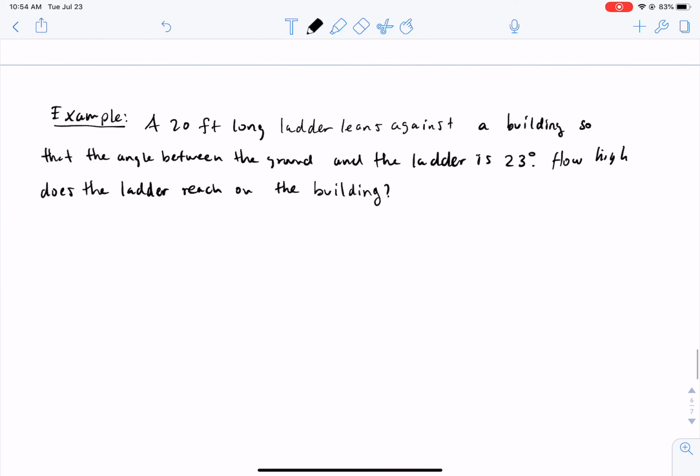Suppose that you have a building like this, and this is, I guess, the road or the ground, and here is your ladder like this. Let's make this a little bit bigger. There. And this is the building here. This is the road or the ground.